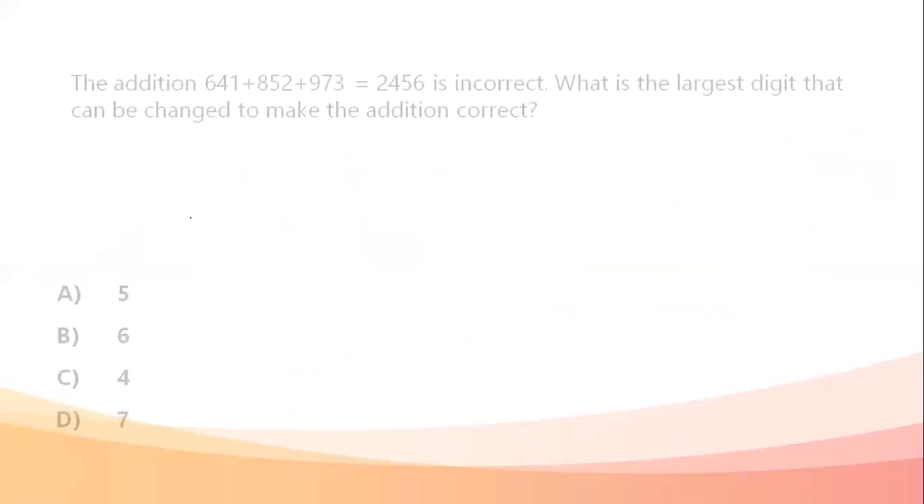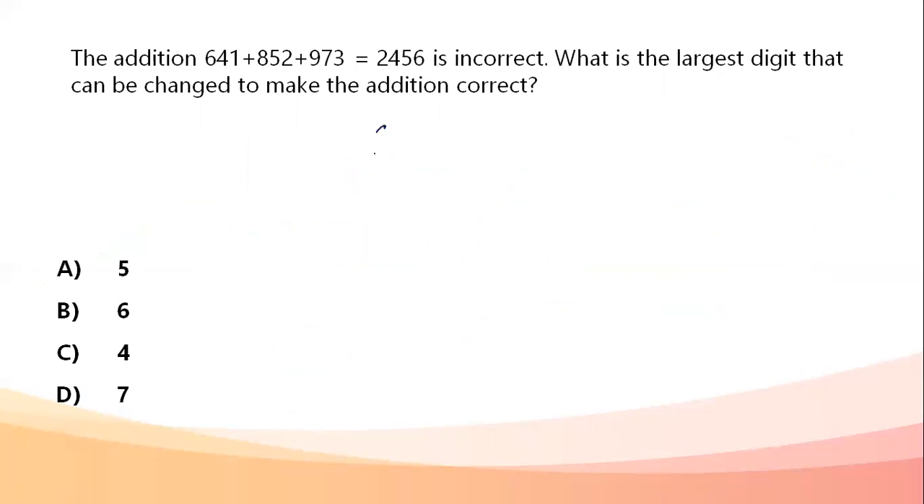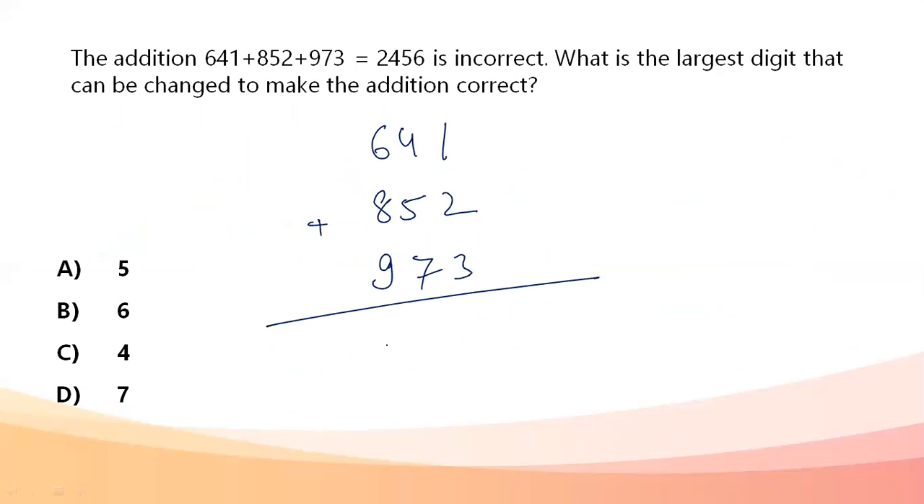Next question. The addition of 641 plus 852 plus 973 is giving 2456. But this addition is not correct. What is the largest digit that can be changed to make the addition correct? Okay, so we'll have to change one of these 9 digits so that my addition becomes correct. Let's check for each place first. So 1 plus 2 plus 3 is 6. Okay, so this row is correct.